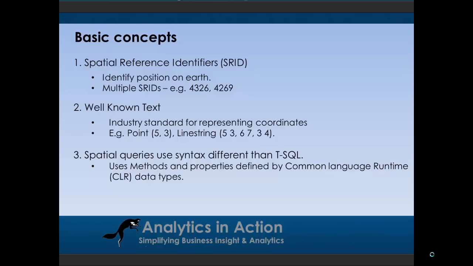The other thing is well-known text. It's essentially, as I've got written there, an industry standard for representing coordinates on a sphere, or a geoid is the technical term. It's essentially a sphere which has been flattened a little bit. A point can be represented by single coordinates, and a line string will be represented by a number of connected coordinates. Essentially, this could be a series of latitudes and longitudes that then get connected up into a line string.